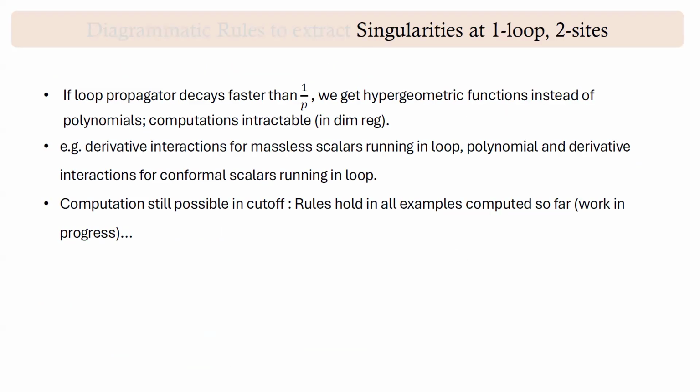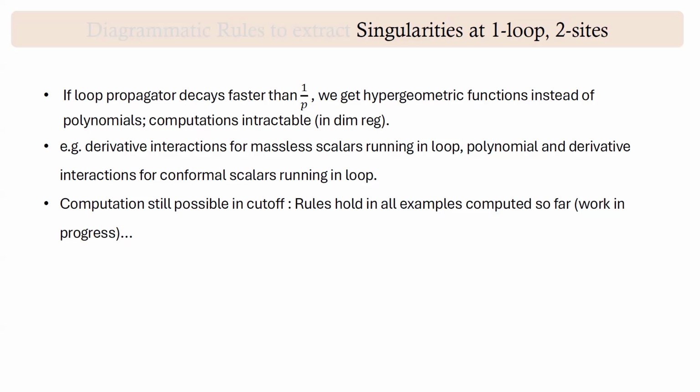Right. So now the question arises whether these rules work for all sorts of interactions, or what sort of interactions these rules hold for. The point is that when we inspect the general integral structure of correlators, we do this in dimensional regularization. And if we have interactions which give us loop propagators decaying faster than 1 by p for large p, then in the loop integrand we get hypergeometric functions, and we do not know how to handle those integrals. So what sort of interactions do these rules then hold for? They hold when you have massless scalars running in the loop, you need derivatives. And if you have conformally coupled scalars running in the loop, then polynomial interactions are fine as well. Otherwise, if you have polynomial interactions in massless scalars, you have the propagator decaying faster than 1 by p, and then the loop integrand has hypergeometric functions, and that we don't know how to deal with.